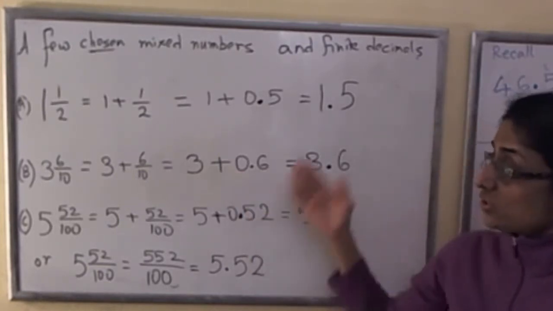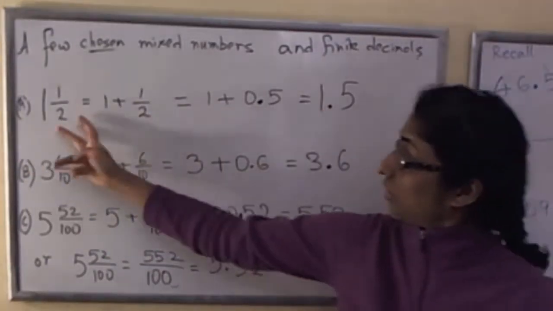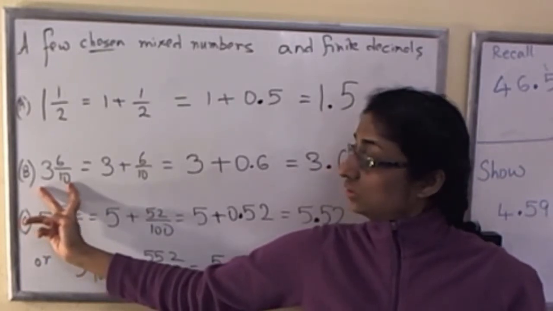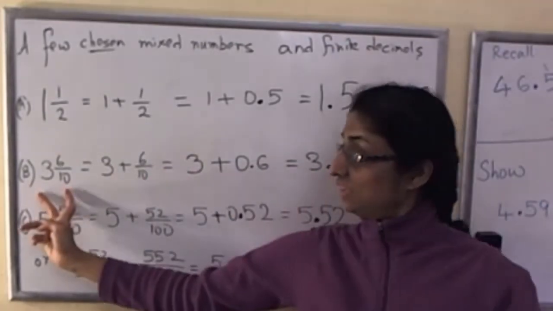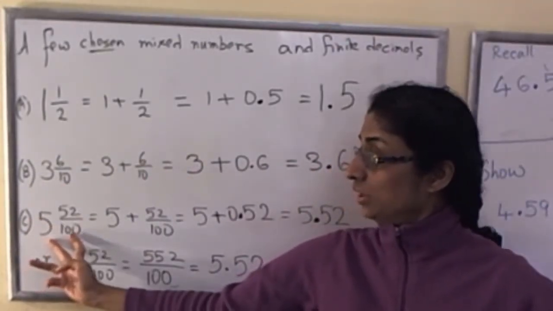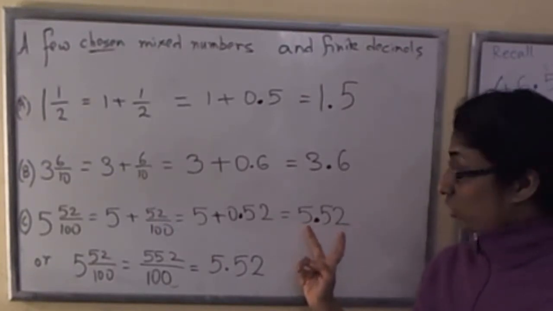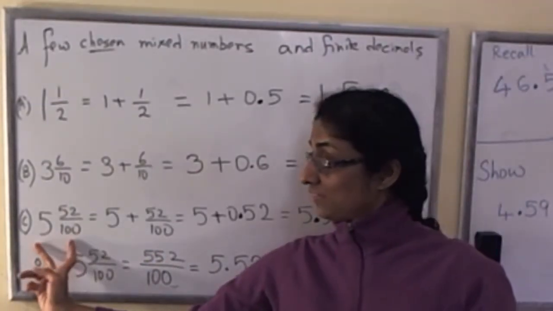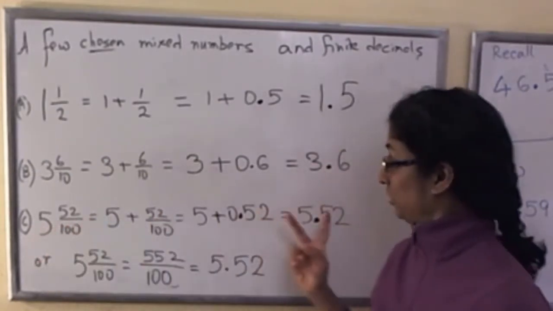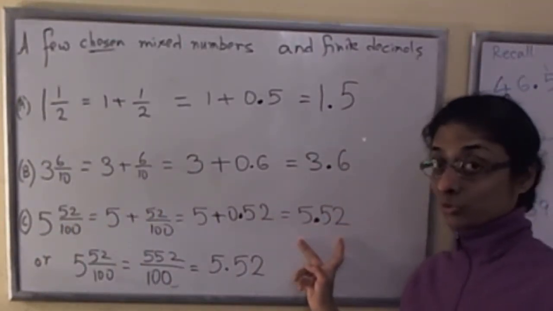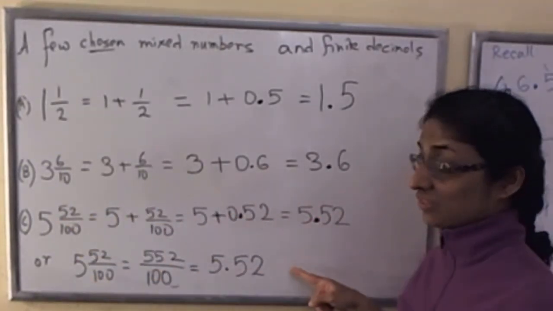So once you understand this reasoning, you can very quickly directly go from here to here or here to here. You could think of the mixed number 3 and 6/10 as 3.6, and you could view 3.6 as 3 and 6/10. Similarly, 5 and 52 hundredths is the same as 5.52, or 5.52 can be viewed as the mixed number 5 and 52 over 100. So you could go back and forth between a mixed number and its equivalent finite decimal. But when pressed for reasoning as to why they're equal, then you would have to follow either this reasoning or this reasoning and so on.